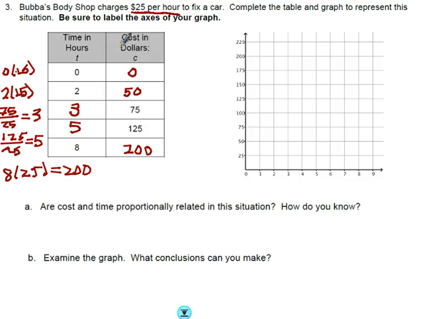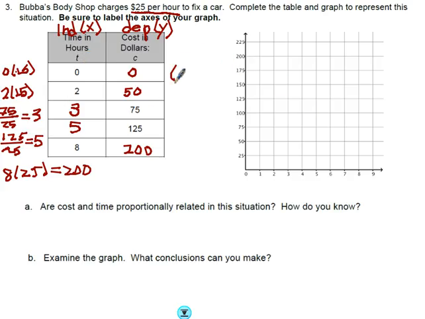So if the money depends on the time, then this here is the dependent variable, and this is the independent variable. So basically, this will be the x value, and this will be the y value. But in this problem, notice they're using C for the dependent variable and T for the independent variable. So now let's move on to the graph.